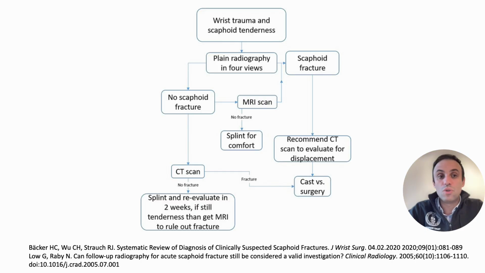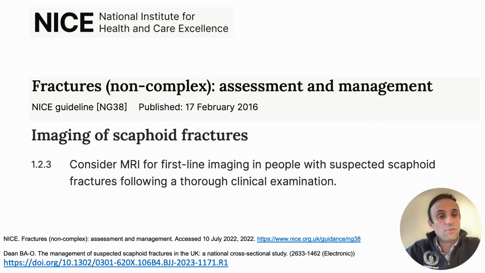If your radiographs do not show a scaphoid fracture, but you still have suspicion, then you can go for a CT scan or an MRI scan where present, and then if there's no fracture, put them into a splint if they're still painful and bring them back to review them again at 2 weeks. Here in the UK, NICE guidelines, or National Institute for Health and Care Excellence, now recommend getting an MRI scan as the first-line imaging for a suspected scaphoid fracture after a clinical examination, rather than radiographs or CT scan.